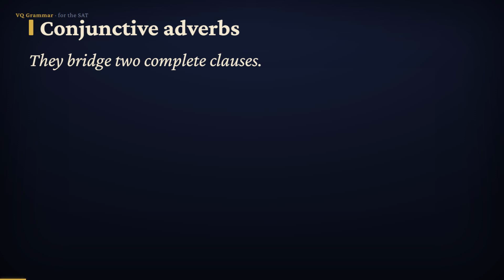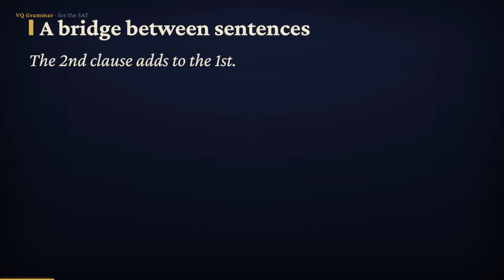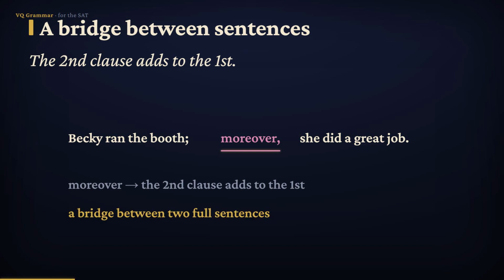First, the conjunctive adverb. It connects two complete, independent clauses and shows the relationship between them. Common ones include however, moreover, therefore, consequently, nevertheless, otherwise, besides, instead, then, and thus. Here's one at work. Becky ran the booth. Moreover, she did a terrific job. Moreover links the two complete clauses and tells us the second one adds to the first. So a conjunctive adverb is really a bridge between two full sentences.